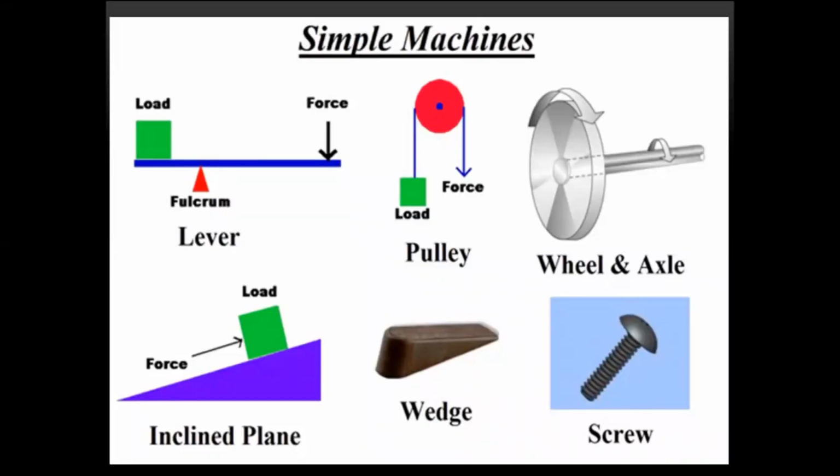So here are some examples for simple machines. Lever, pulley, wheel and axle, screw, wedge, inclined plane, all these are simple examples. Whereas in this chapter, we will be learning about levers and pulleys alone.